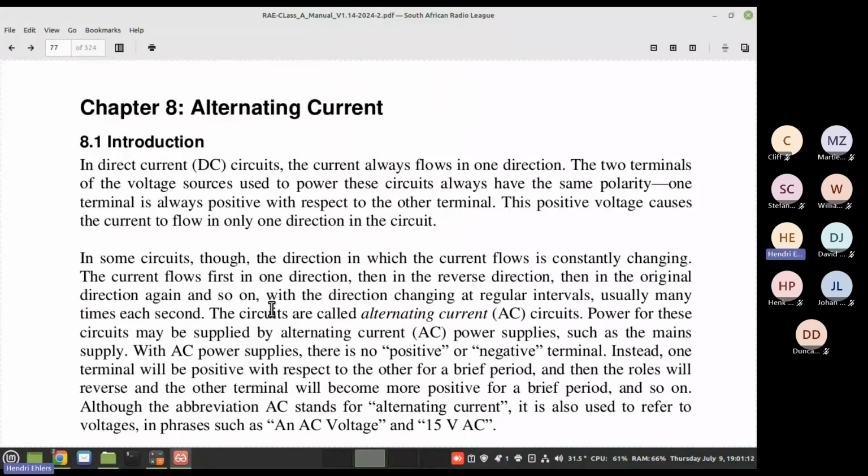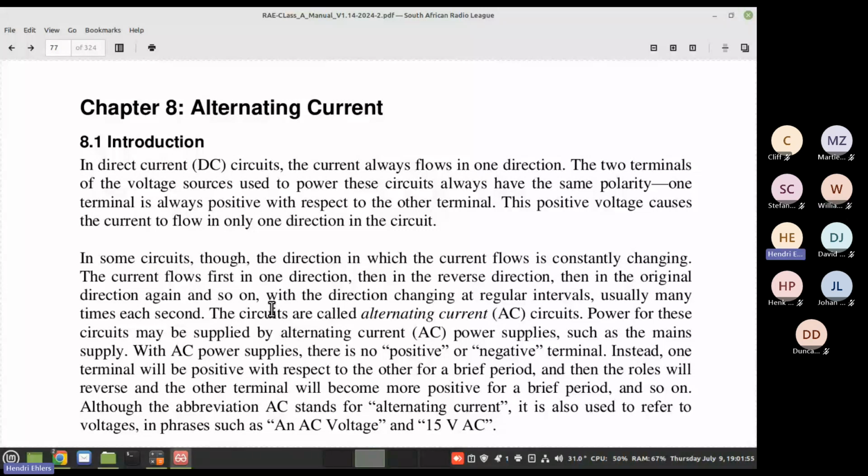In DC, direct current, the terminals are positive and negative, and in the circuit the flow is also always from positive to negative, and the current flow is only in one direction. In an AC circuit, AC stands for alternating current. The polarity changes from positive to negative continuously.